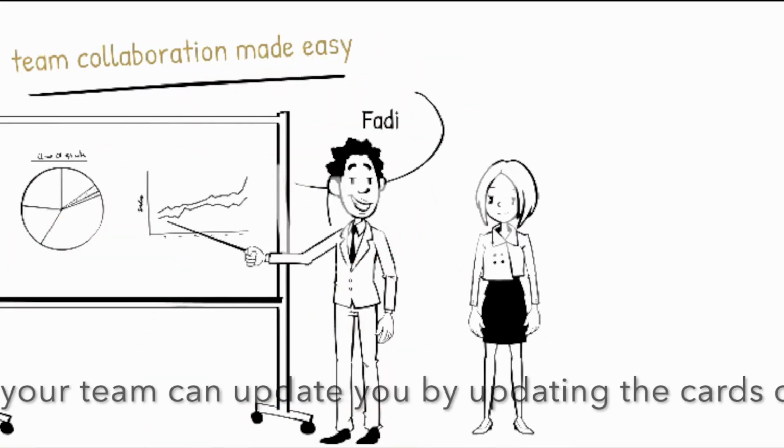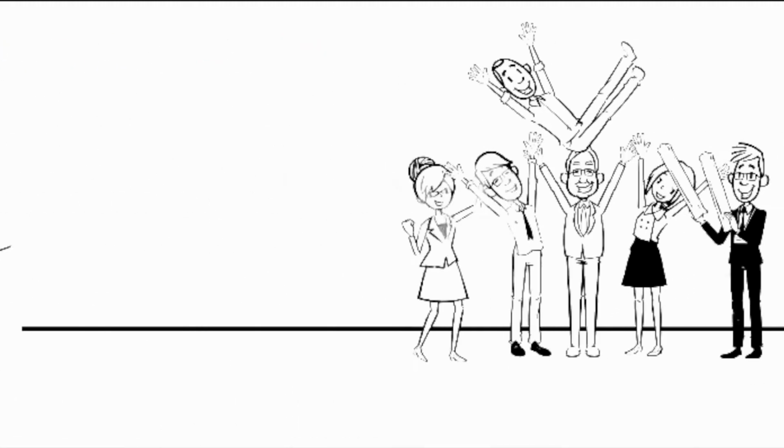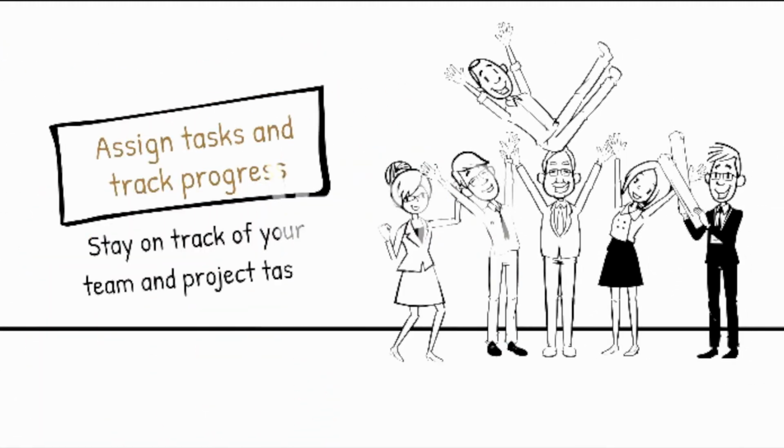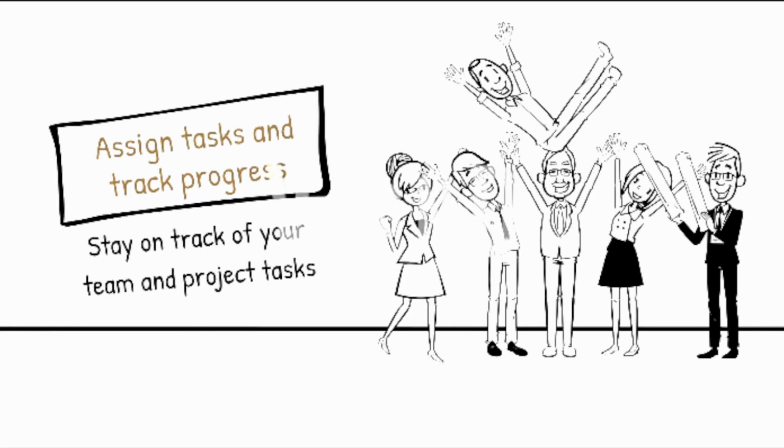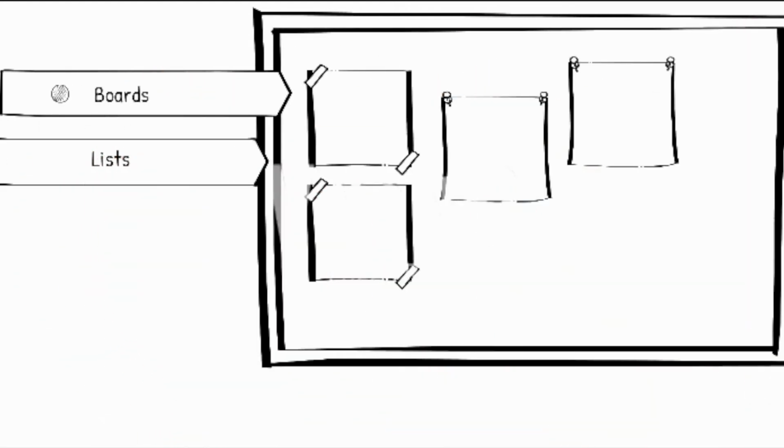Brianna, Fatty, and I update each other directly by communicating on our Trello boards. We avoid long email chains. We have tracked our productivity by working from home, from office, and anywhere else.